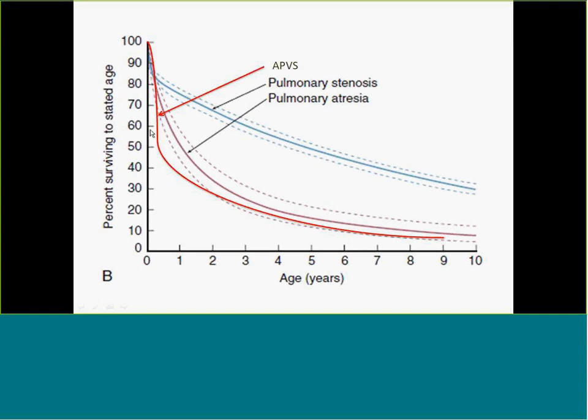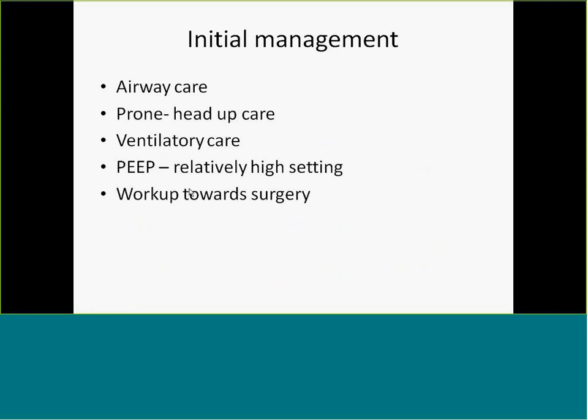So, what does initial management consist of? The management, of course, starts with the airway. I don't need to go into the details of this. Better off in the prone position, because when you put the patient prone, the dilated pulmonary arteries fall away from the bronchi and the tracheal bifurcation. Therefore, the degree of airway obstruction is much better in the prone position and the head-up position. Head-up helps to facilitate the diaphragm movement, so it makes air movement easy.